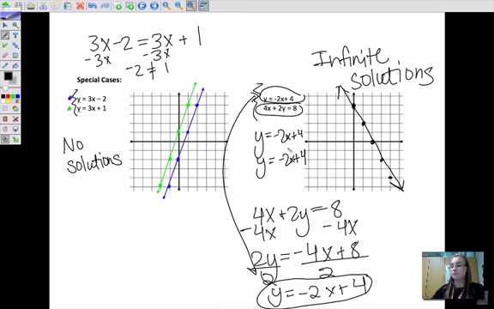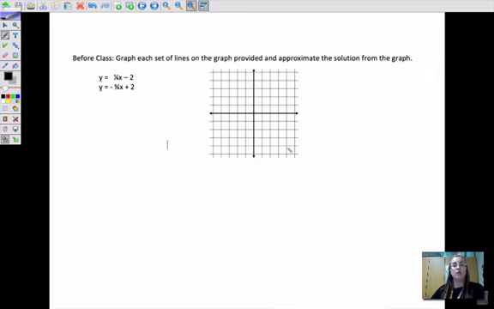Okay? So I want you to graph these lines, the system of equations, and provide an approximate solution. So remember, your solution is either going to be a point or it's going to be an x equals and a y equals. Okay? Bring that to class with you.